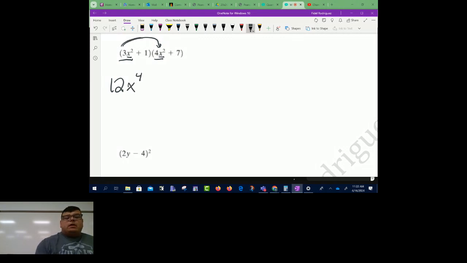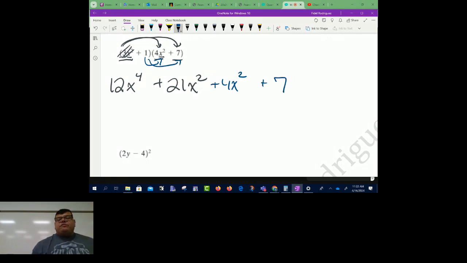Okay. 3x squared times 7. So 3 times 7, 21. And I still have that x squared. Okay. So y'all, we can go ahead and scratch out our 3x squared. Now we're going to multiply 1. So 1 times 4x squared is still 4x squared. And 1 times 7 is still 7.